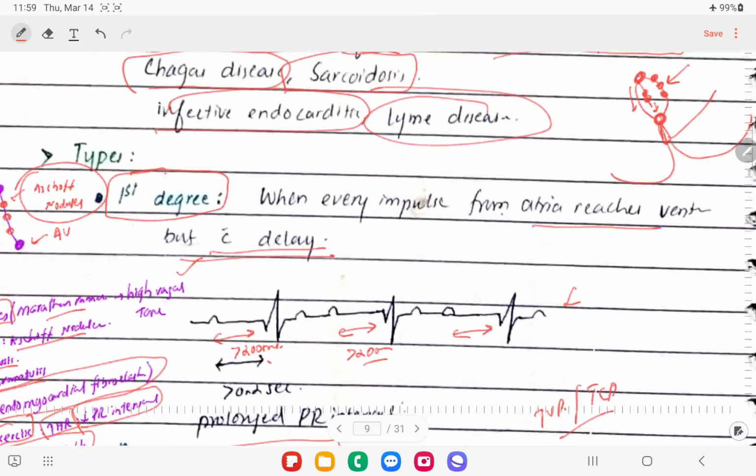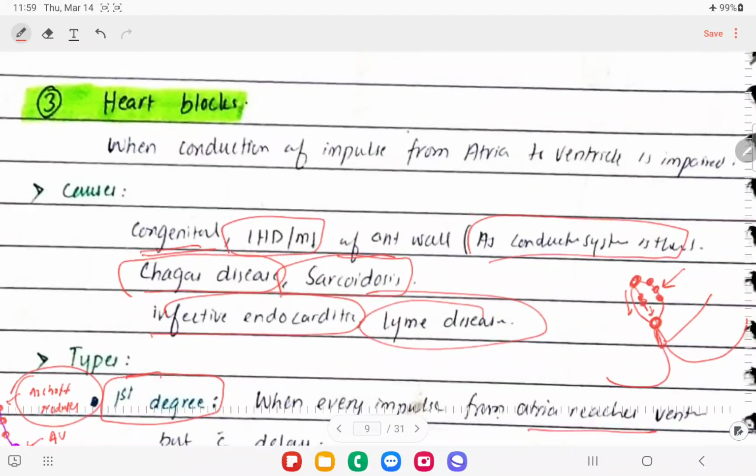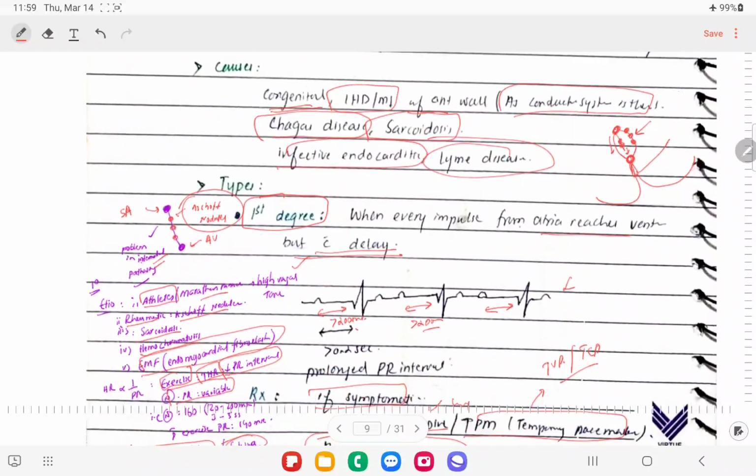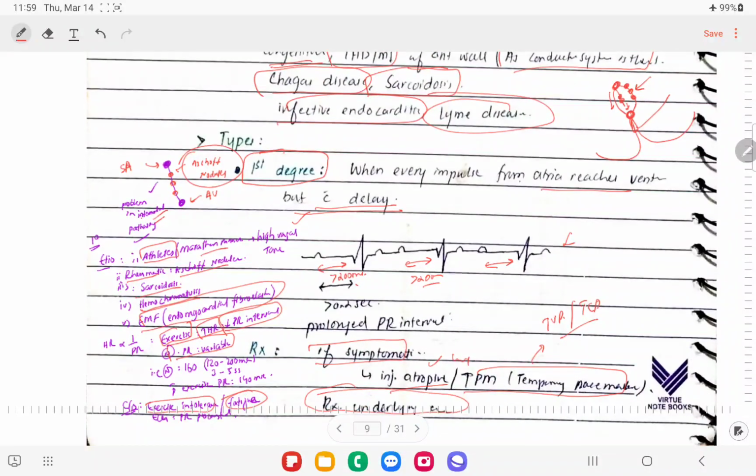I think that's enough for today. I have talked about sinus bradycardia, sick sinus syndrome, and first degree heart block. In the next video, I'm going to talk about second degree heart block. We have two types of that, Mobitz type 1 and Mobitz type 2. Then I'm going to talk about third degree heart block. All right, so that's all for today.